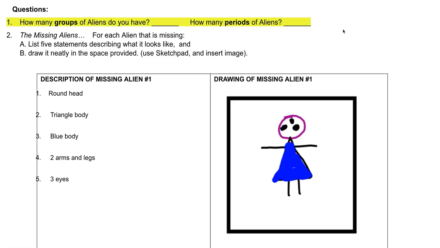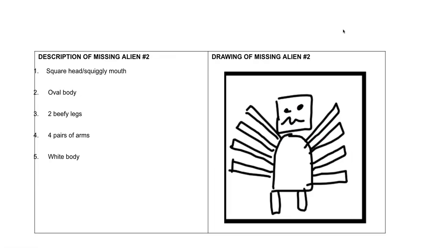And then for the missing alien, you're going to actually draw this picture in some program on your iPad, in your Sketchpad, whatever, I don't care. Take a picture of your camera roll and insert it into this document. Then describe it. Round head, triangle body, blue body, 2 arms, legs, 3 eyes. Okay? Same thing with this guy. Explain what he looks like. Square head, squiggly mouth, oval body, 2 beefy legs, 4 pairs of arms, white body.